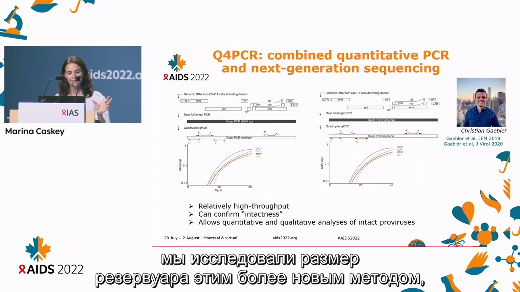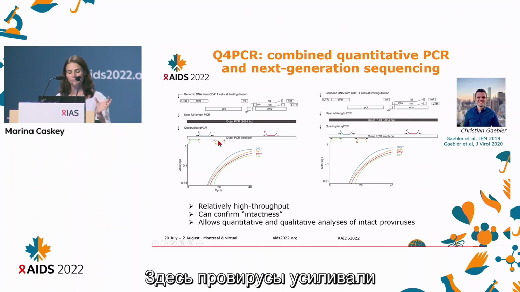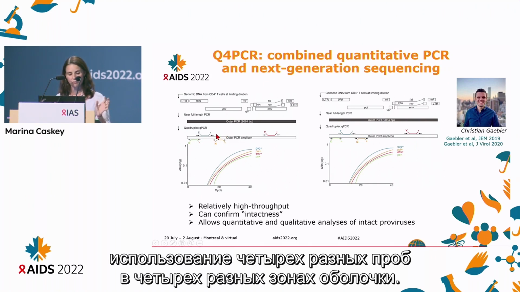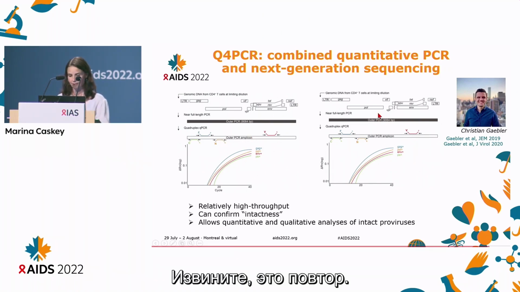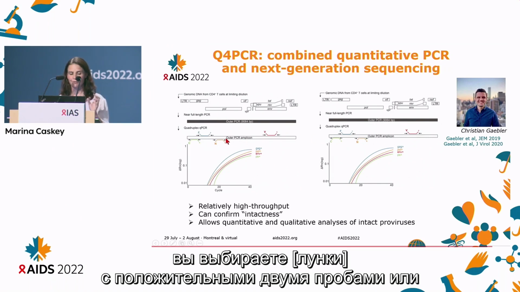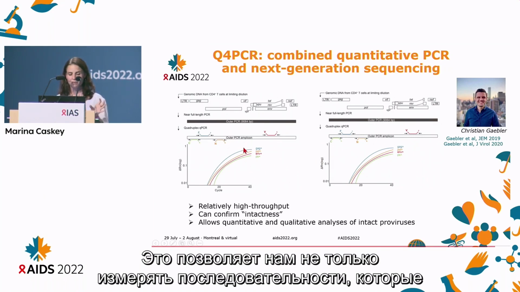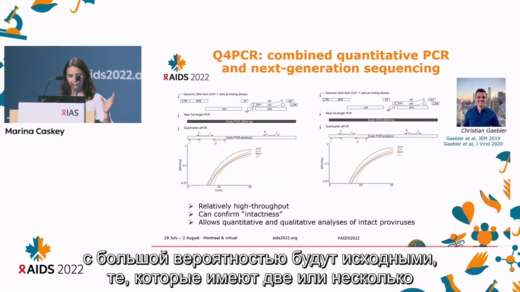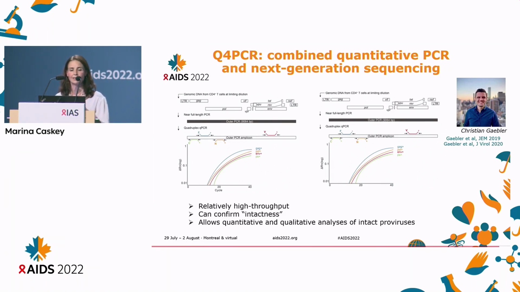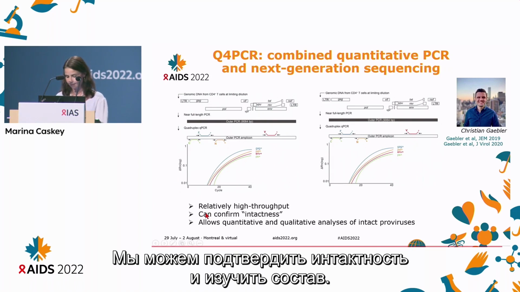More recently, in the study where the antibody was given over a period of 5 months, we interrogated the size of the reservoir by this newer method that was developed by Christian Gabler. Here, the provirus is amplified using 4 different probes to 4 different envelope regions. This is duplicated. So after you have these amplifications, you pick the wells that are positive to at least 2 or more of these probes, and those are then sent for sequencing. So what this allows us to do is to not only measure the viruses, the sequences that are more likely to be intact, the ones that have 2 or more positive probes, but we are also able to learn the sequences and then therefore understand the clonal diversity of the reservoir. So we can confirm intactness, and then we can study composition.